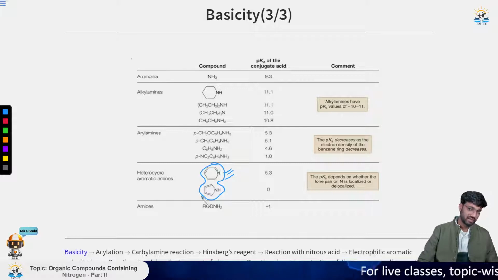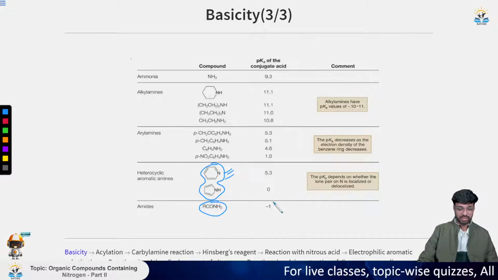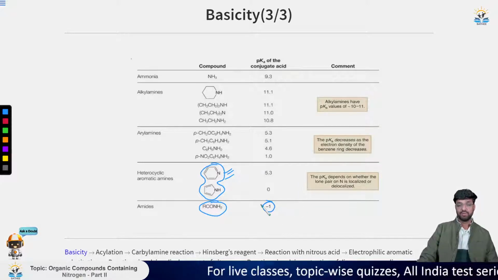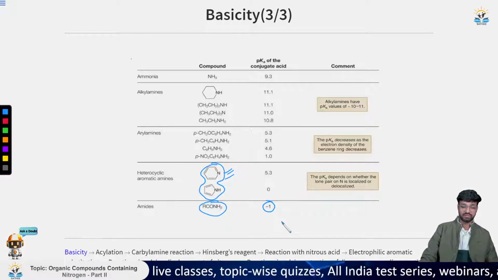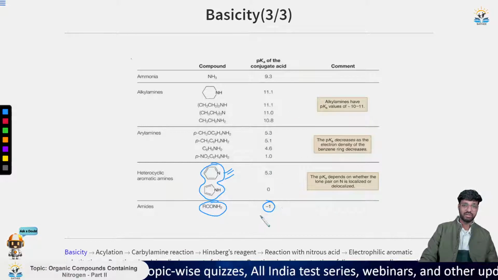Now at the last we have the amide, which is the least basic of all of those, having a negative value of pKb. You can look at this value and decide that this is why it is least basic, because none of these have a negative value of pKb except this amide.